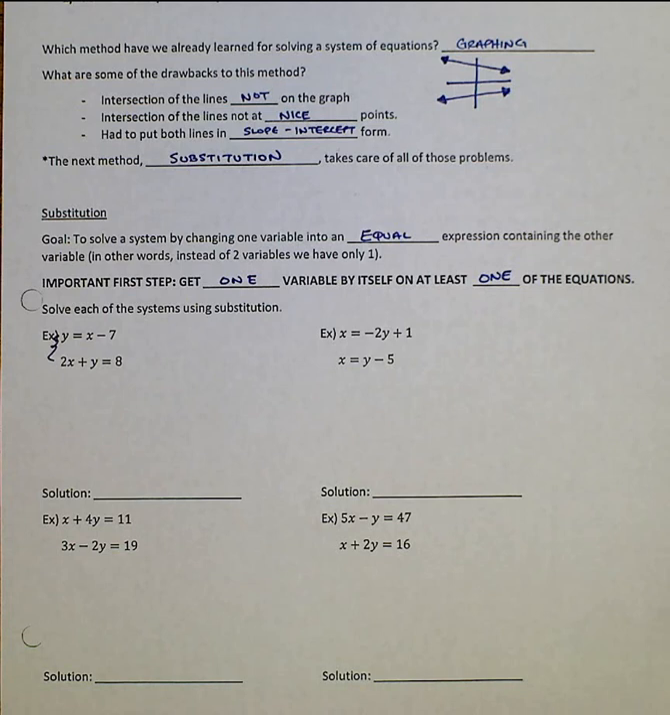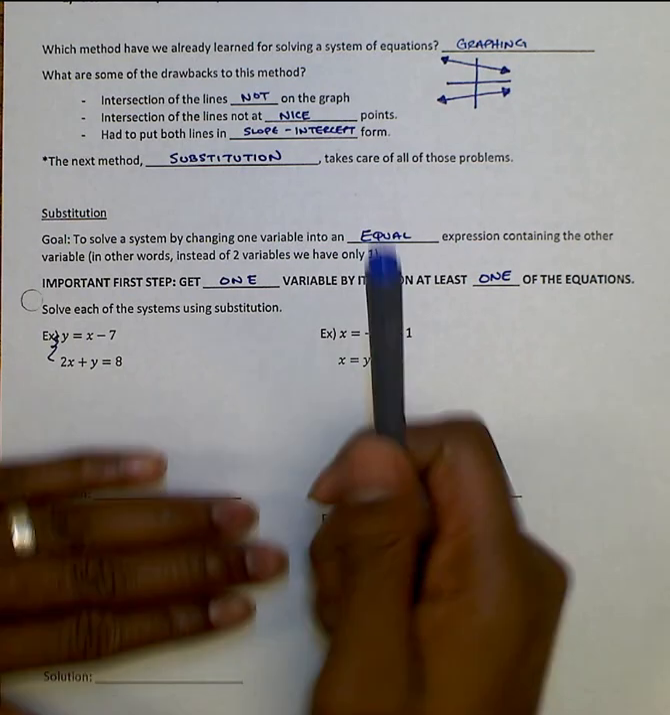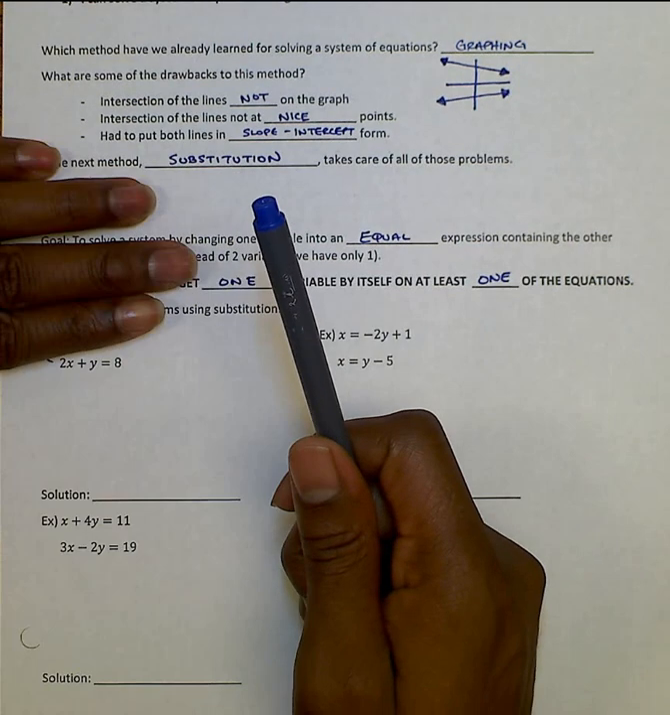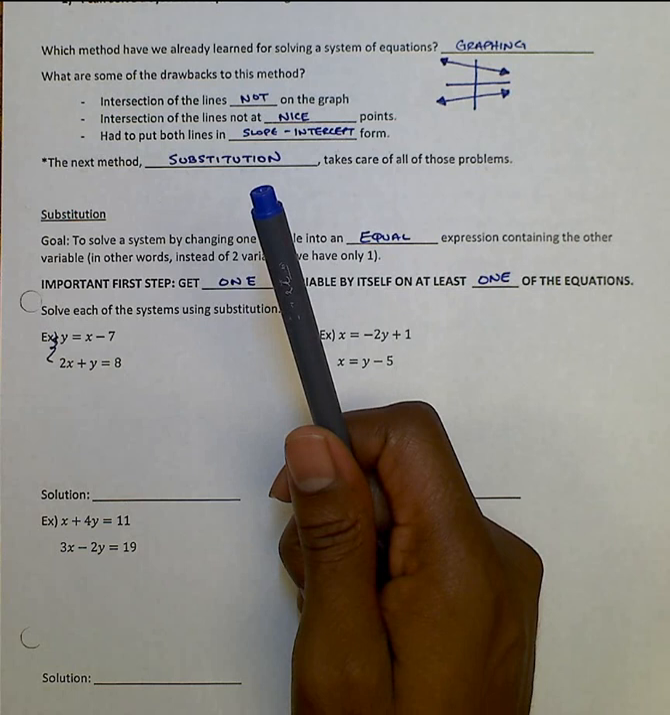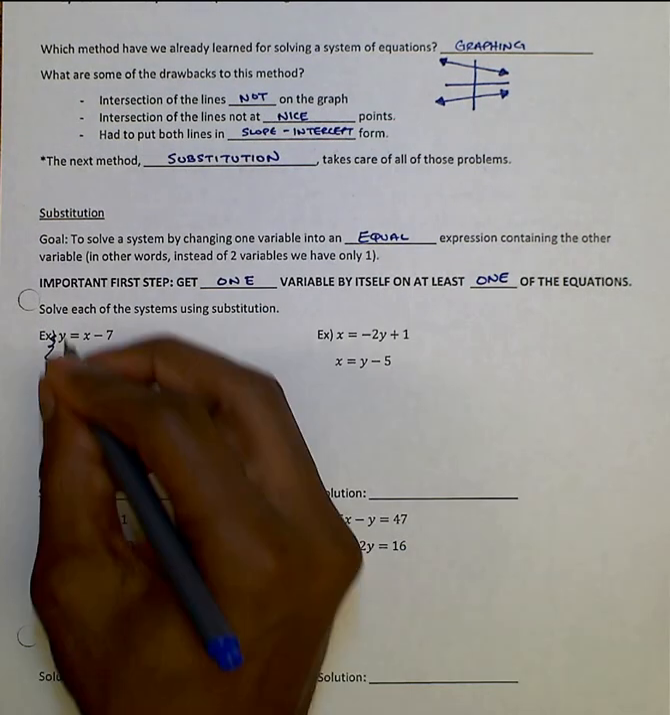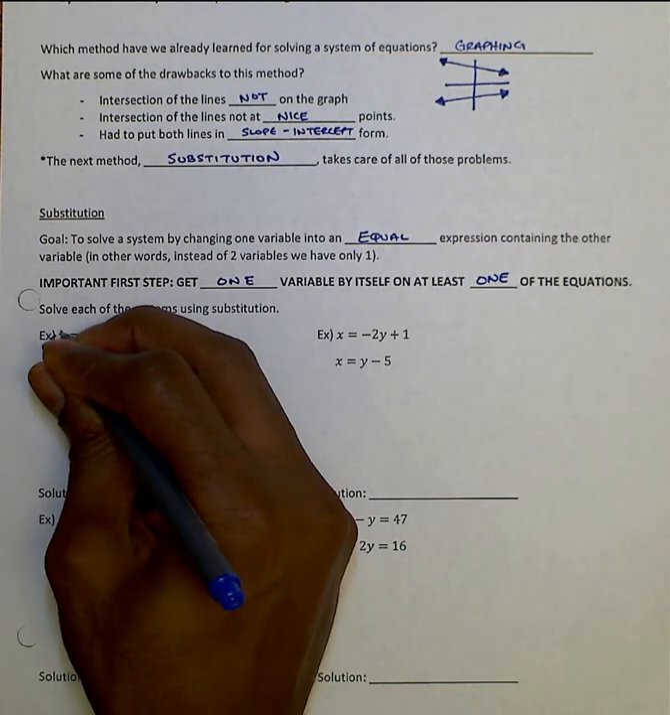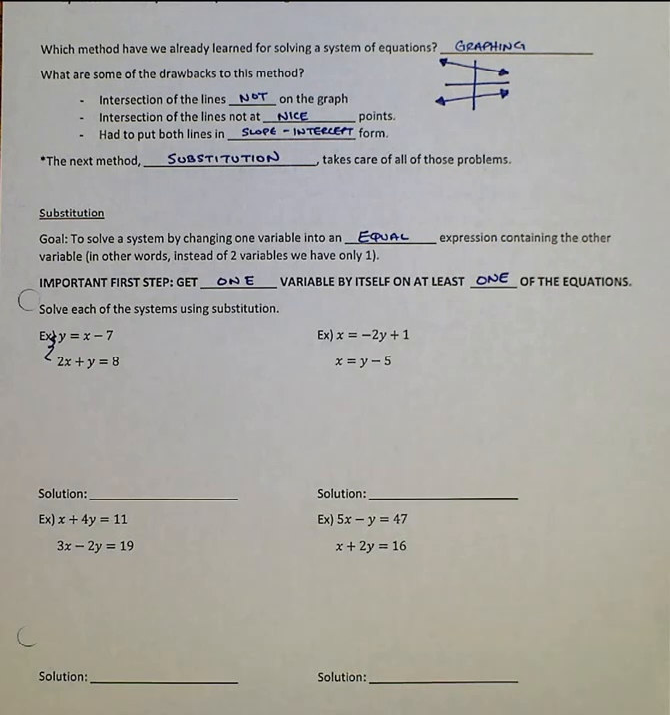In solving by substitution, our first step is to try to get a variable by itself. And we'll look at each of these equations independently. So here, y equals x minus 7. Here, 2x plus y equals 8. As I look at these equations, I'm going to say to myself, hey, in this first equation, I already have y by itself.